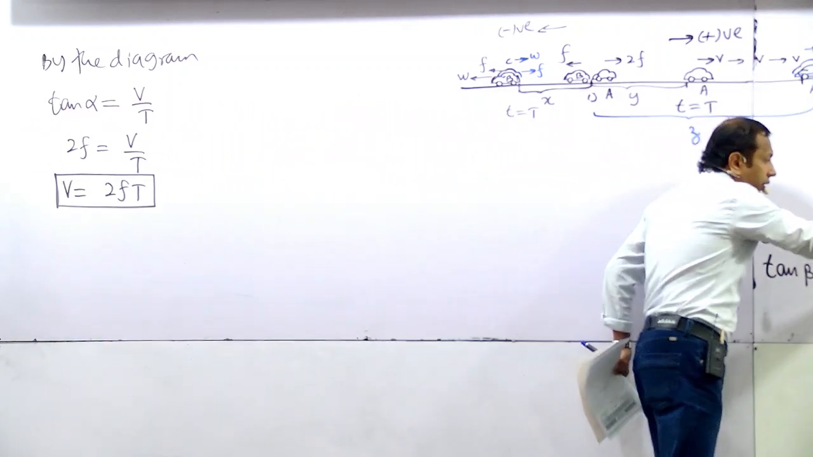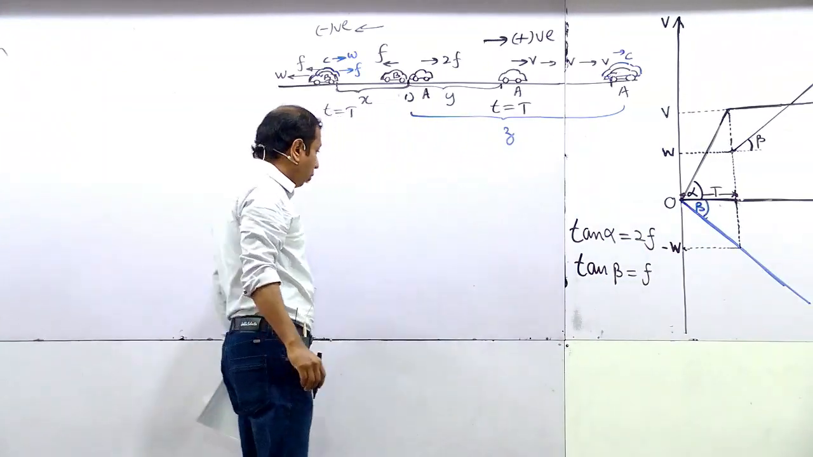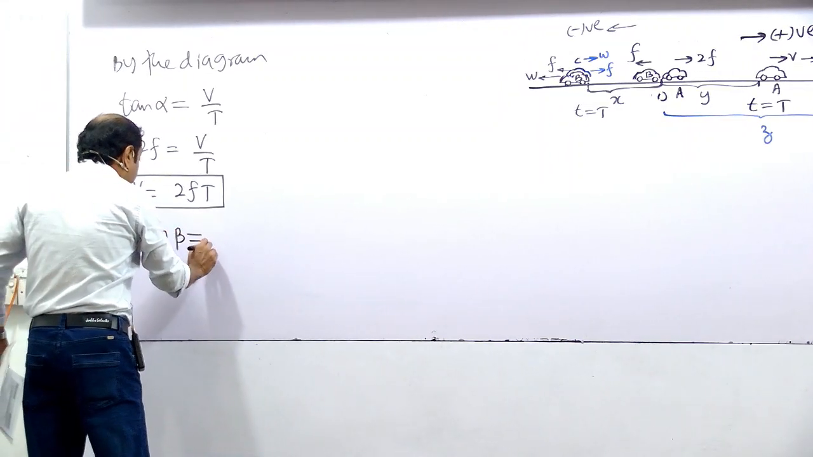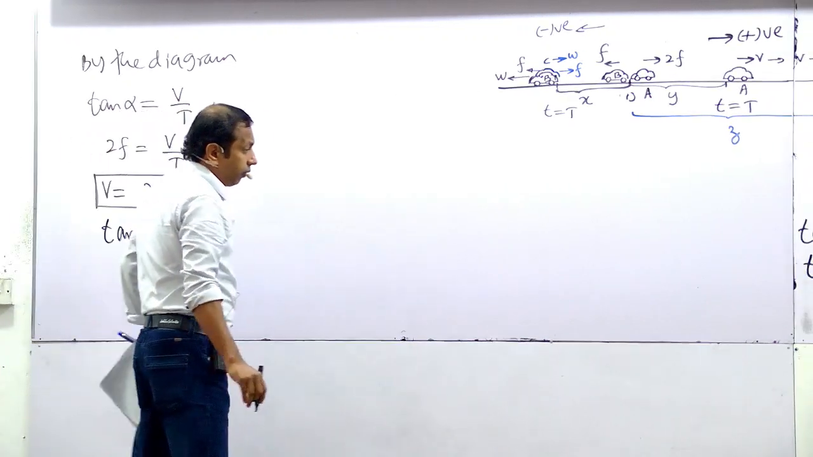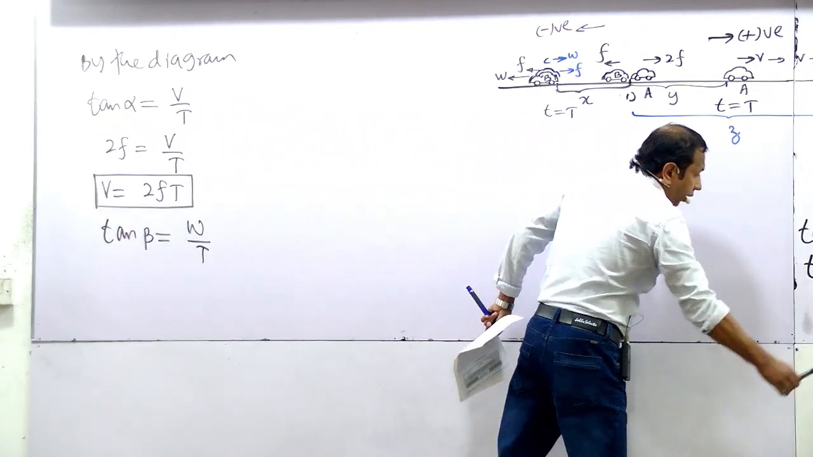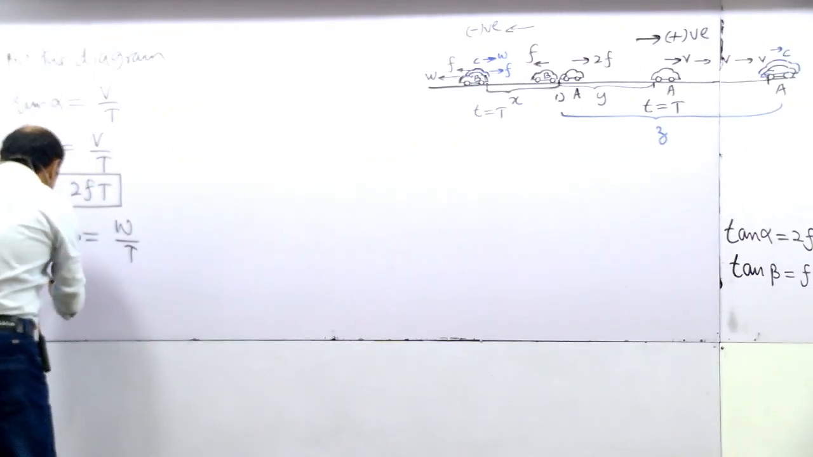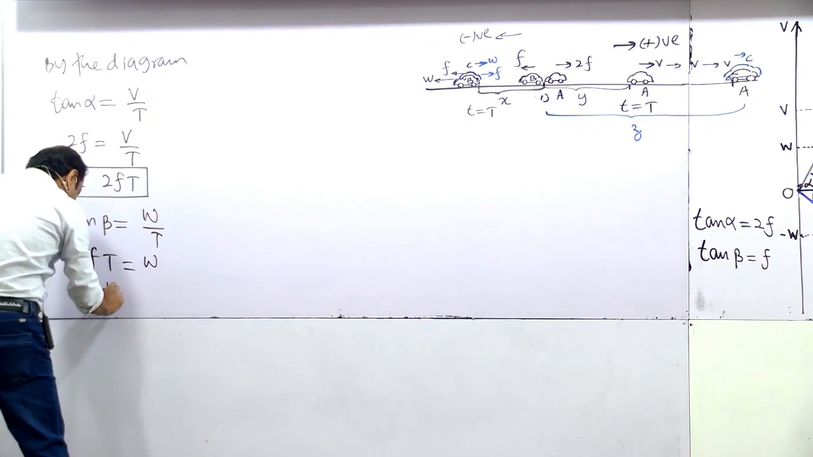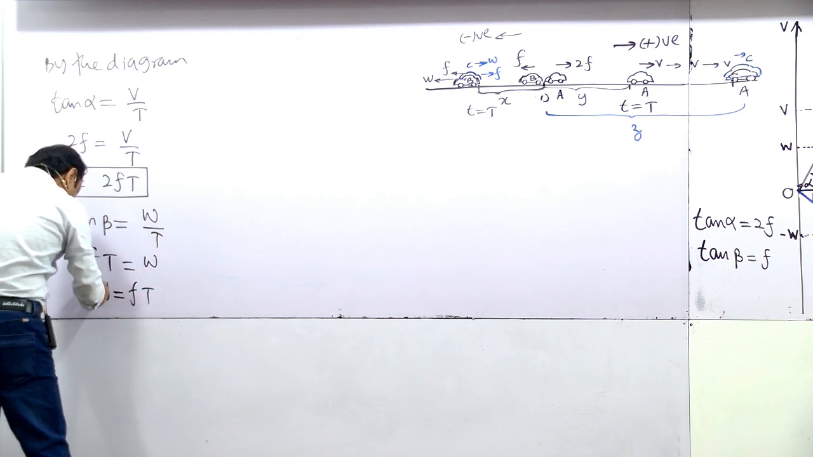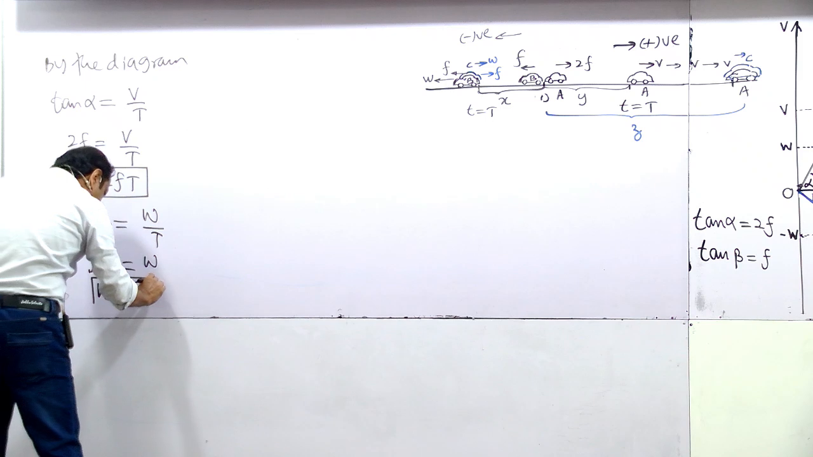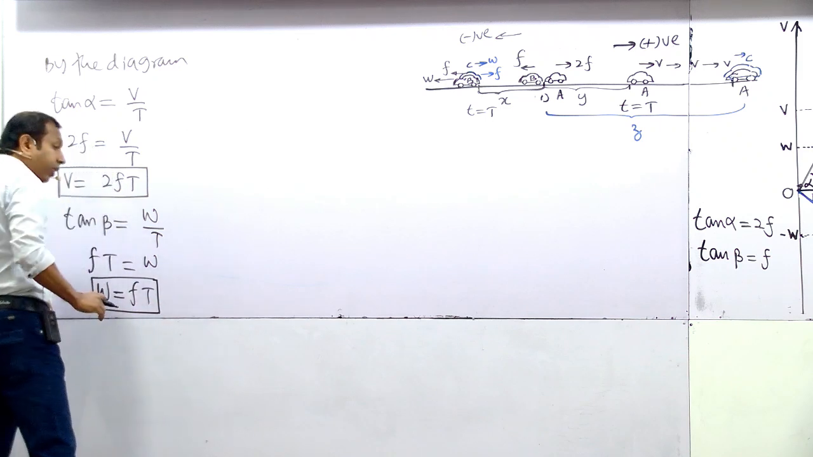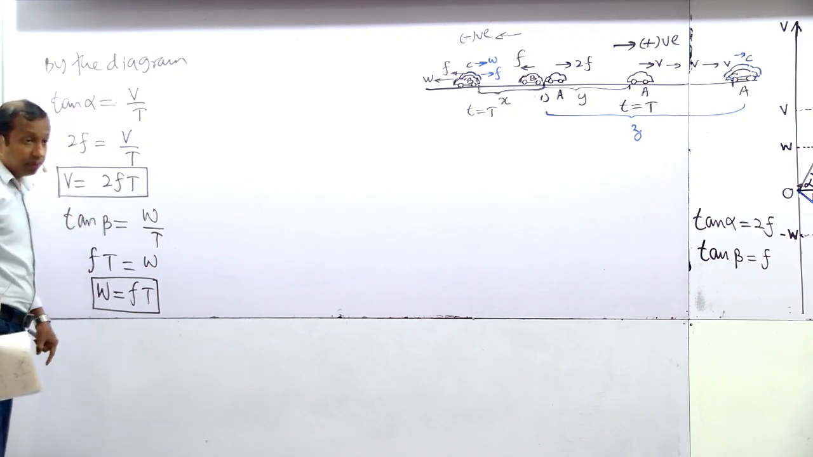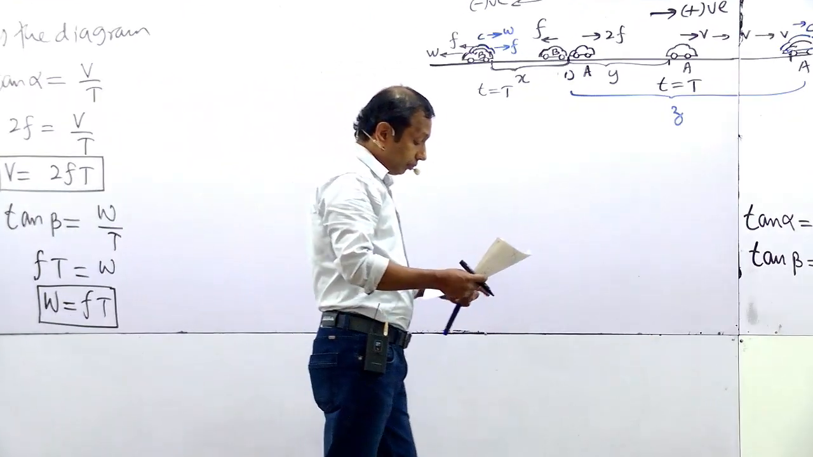Come to here, tan beta is W over T, right? Tan beta, if we use cross multiplication by T, ft equals W, W equals ft. Now we can see V is 2 times W, V greater than W. That's fine.